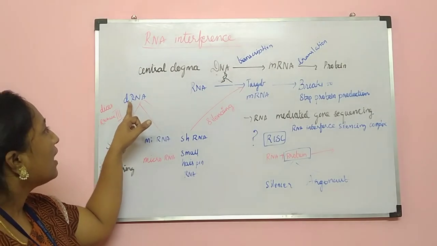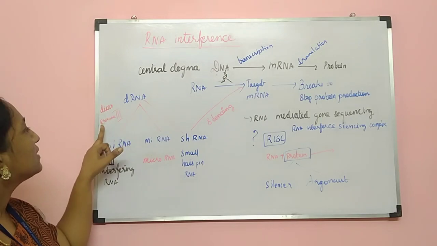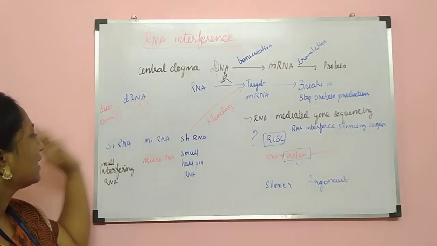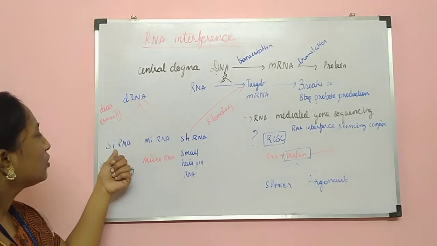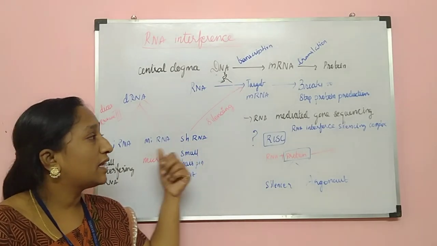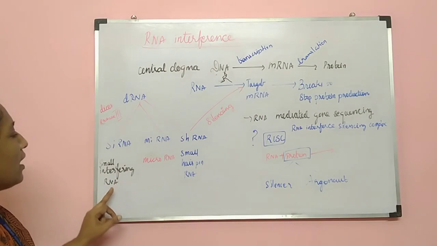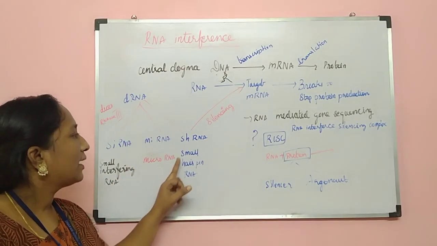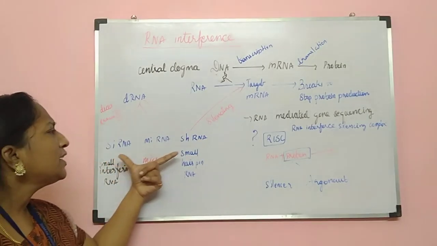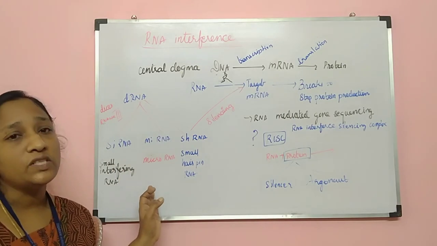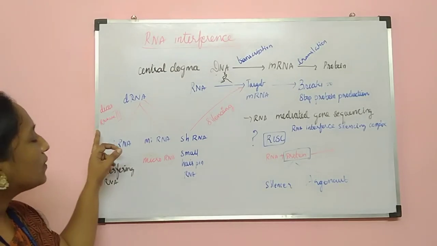Who splits the double-stranded RNA into these three forms? That is an enzyme called dicer. It is an RNase III enzyme, and it splits the double-stranded RNA into siRNA, miRNA, and shRNA. siRNA means small interfering RNA, miRNA means microRNA, and shRNA means small hairpin RNA. These are the three small RNAs formed from the double-stranded RNA by means of dicer.